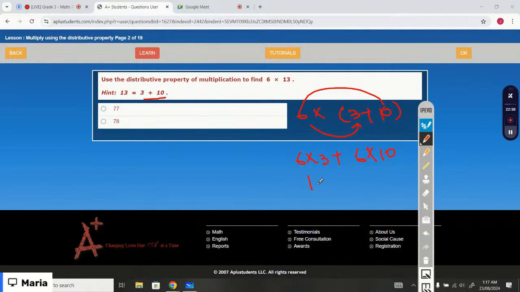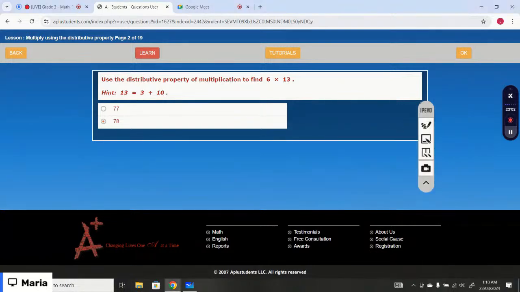So 6 times 3 is 18 and 6 times 10 is 60. So just add, they make 78. So the correct option is 78. That's the same question we did in the tutorial, isn't it? Yes, that is 78. Option number 2 is the correct option.